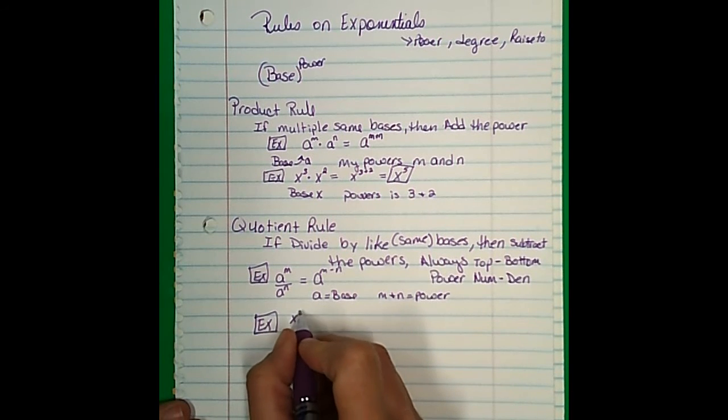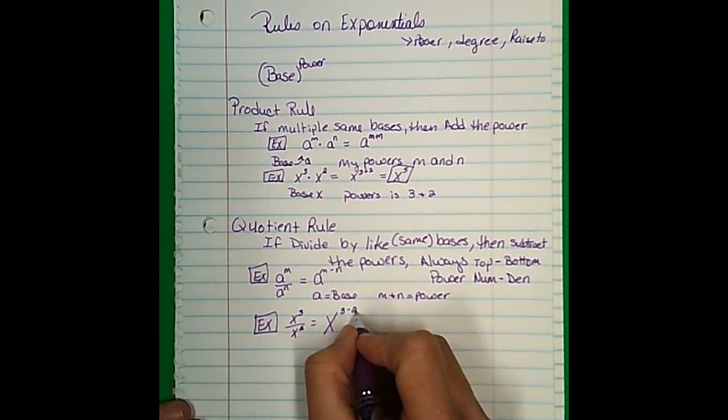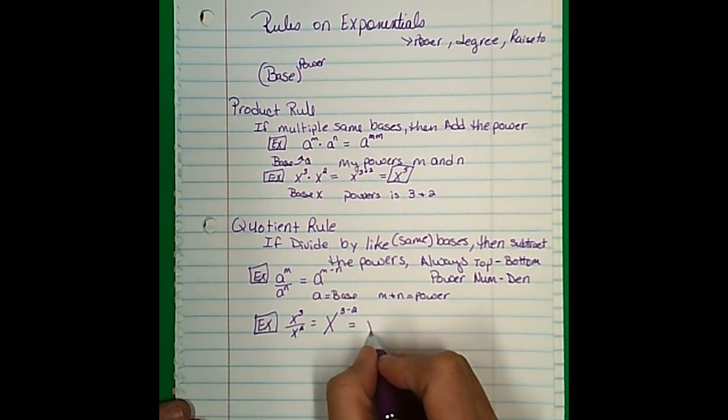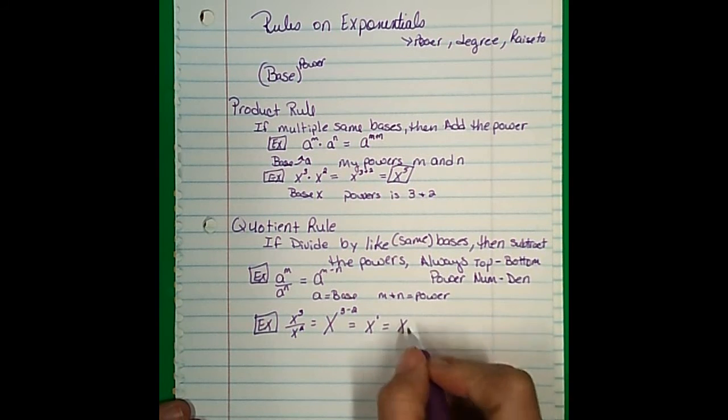So let's use an example. Let's use x cubed divided by x squared. Rewrite it because my base is x, so I rewrite it where it's just x, and I raise it to the power of the numerator, which is 3, minus the power of the denominator. 3 minus 2 is 1, but we don't write it x raised to 1. We write it as just x.